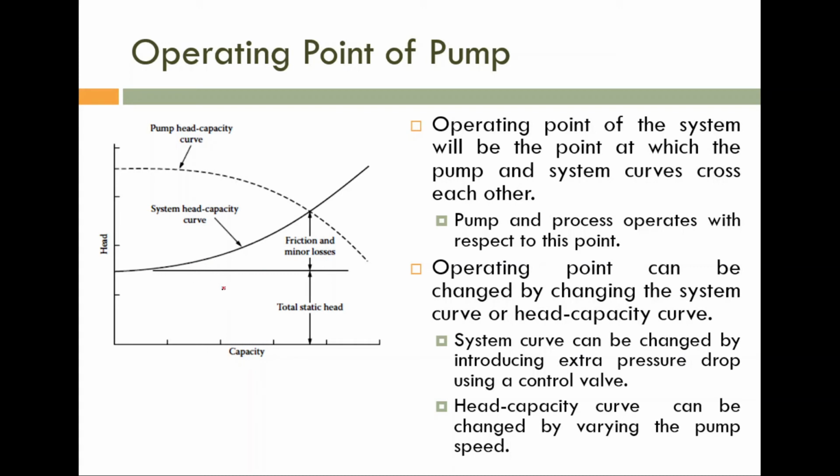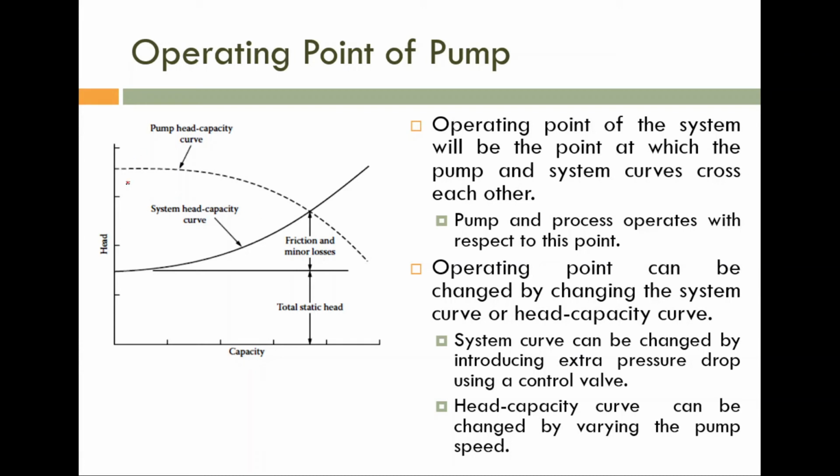Okay. So say this one is a pump curve. This one is a normal pump curve. Generally we can say this one is a pump curve, or it is also known as the pump head capacity curve. Now this one is a system curve. It has a total static head, and a frictional loss is also there.